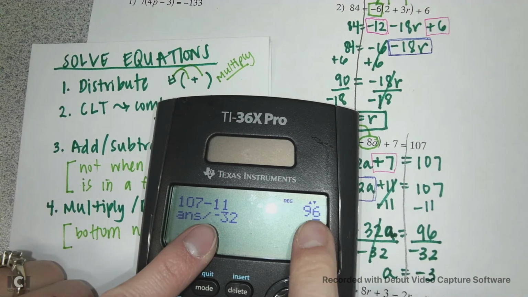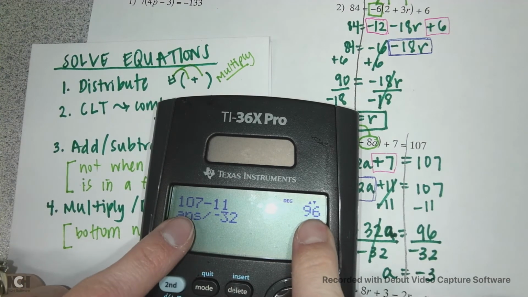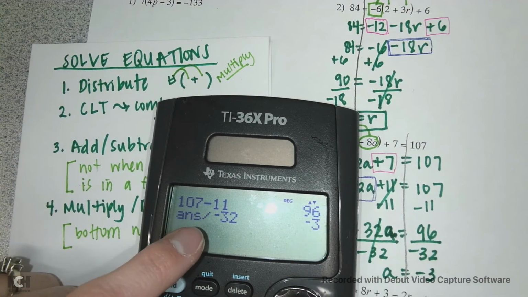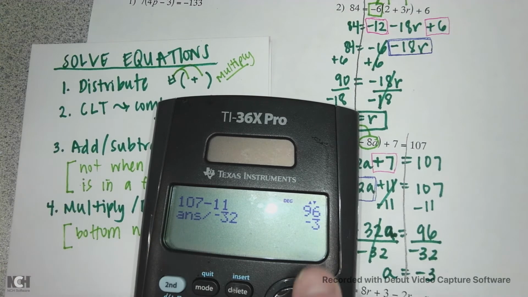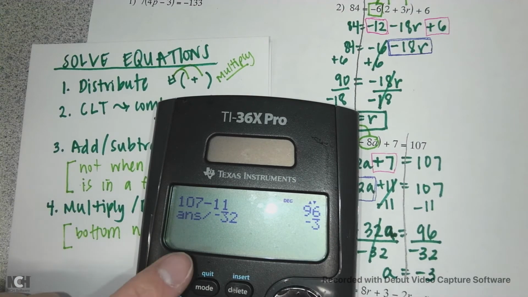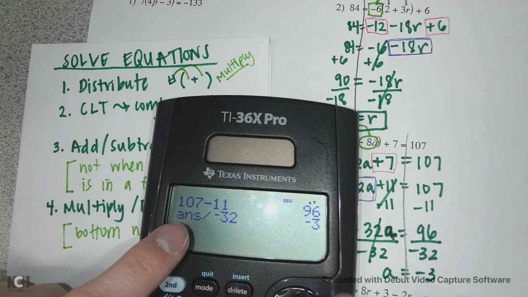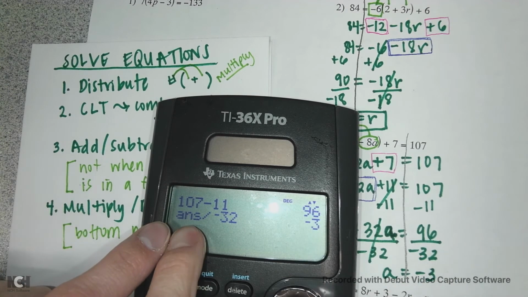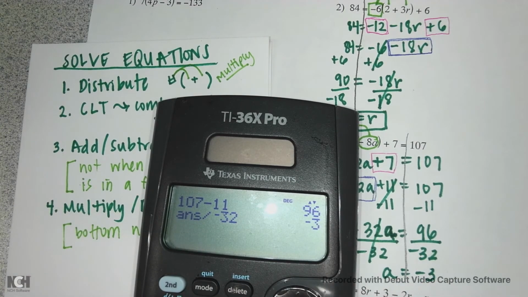If you're not sure what I just did, I just kept my answer, so I told my calculator to use my answer. The first button I pressed was a divide, so if you already have an answer you're going to use, just press the symbol that goes next, and it'll take this answer and put it in your next equation for you. And then I wrote negative 32, which gave me negative 3.